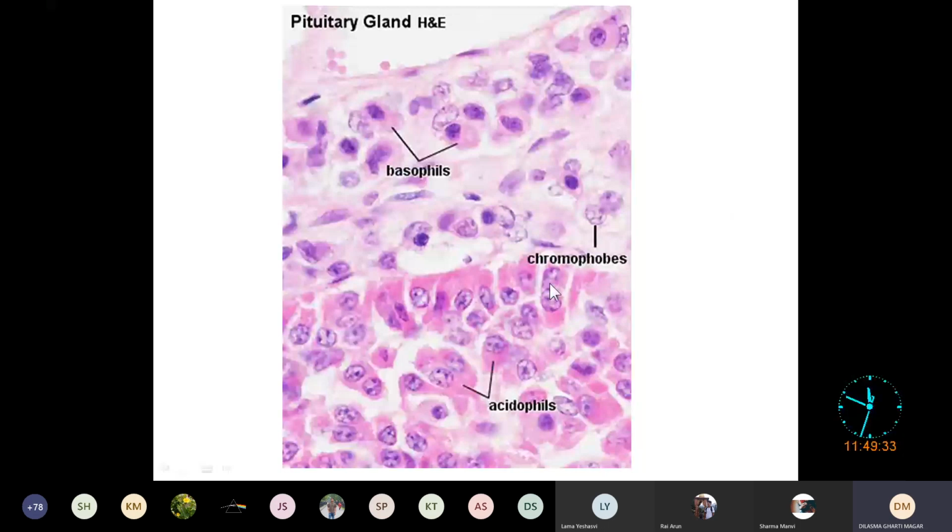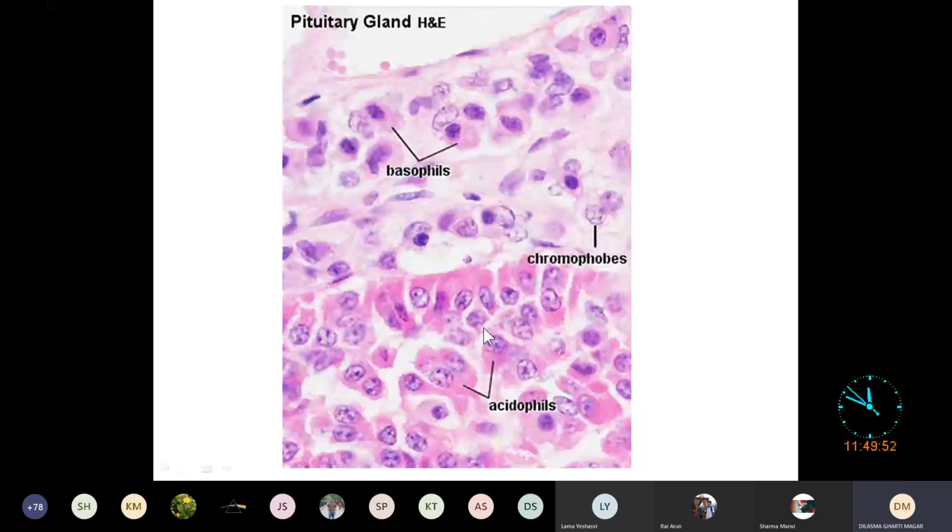And now on the right side of the picture, you can see some chromophobe cells not having cytoplasmic granules, isn't it? So it is neither acidophilic nor basophilic. Okay, till this much, did you understand? Are you understanding?